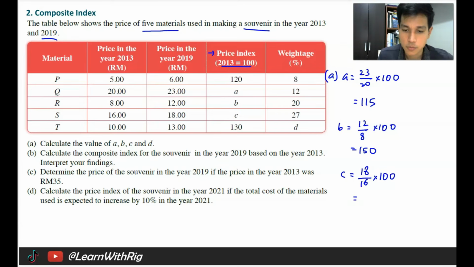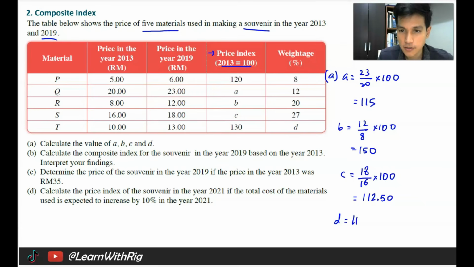Your answer should be 112.50. Okay, and lastly they want D. So D is not price index. D is what? Weightage. So how to find weightage? Because they say it's percentage, right? So what's the total percent? Total percentage is 100, right?